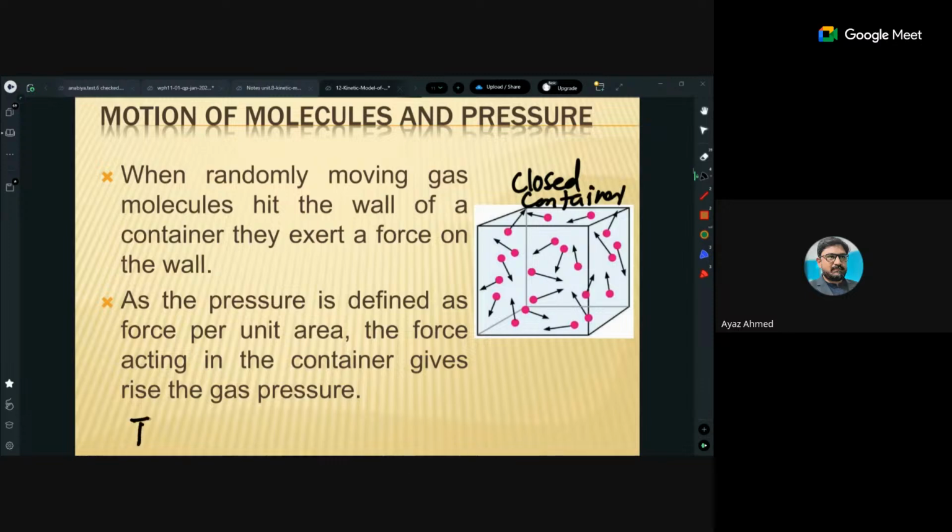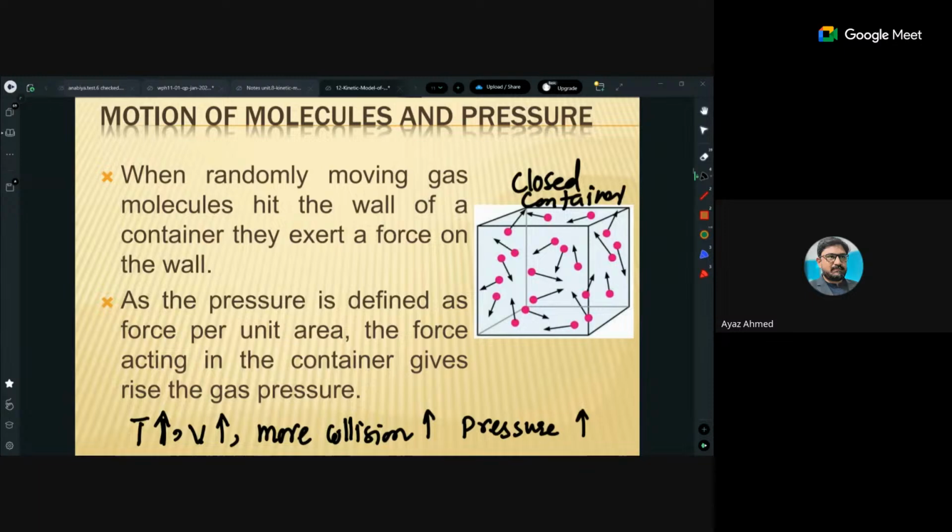If you increase the temperature, what are you increasing actually? You are increasing the velocity. When you are increasing the velocity, there would be more collisions. The collisions would be more, and when collisions would be increased, pressure would be increased. Are you getting that?